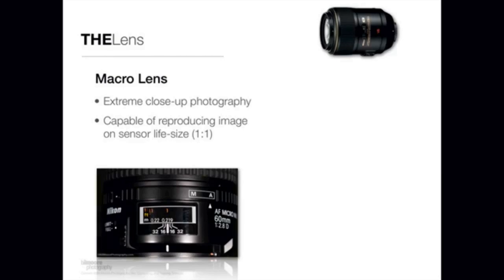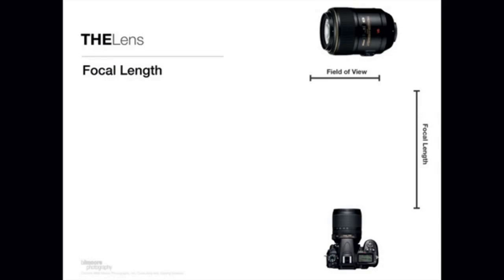and it shows what's called the reproduction ratio. And when it's showing you a reproduction ratio of 1:1, that means that the image that you capture on your camera's sensor is actually being captured in life size, and it gets smaller from there. So that's what really makes a macro lens unique, and as I said, you don't just use it for dental photography, but for any kind of extreme close-up photography.